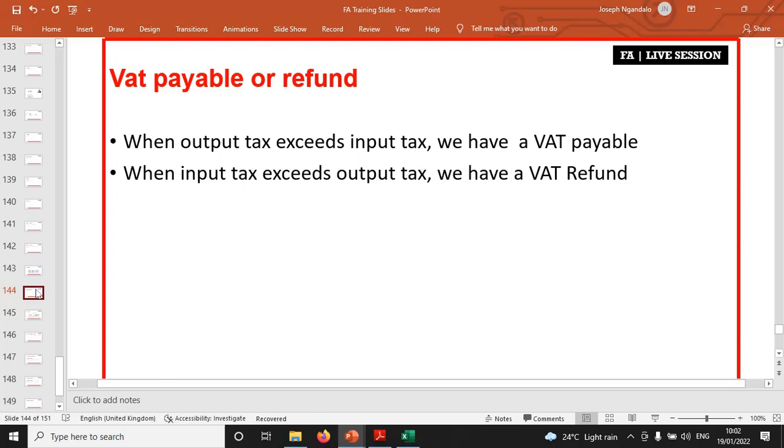When output tax is more than input tax, we have what? VAT payable. We're supposed to pay the difference to who?